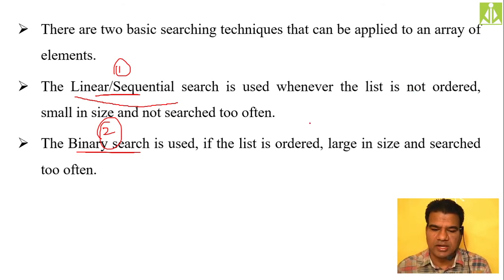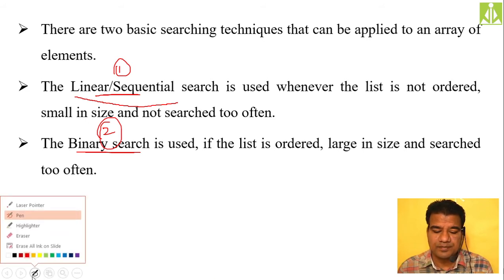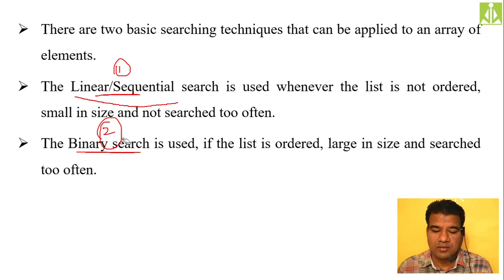What searching technique do we have to use, because we said we have two techniques. Among these two techniques, what criterion do we have to look for before applying these searching techniques? The first technique is linear sequential search and the second technique is binary search.